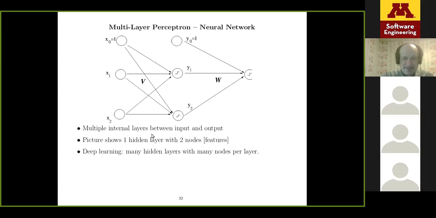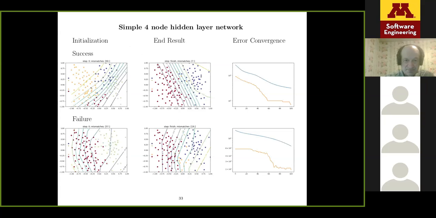The picture shows one hidden layer with two nodes, and they're called features in modern parlance. I have an example where I used one hidden layer with 4 hidden nodes and tried it on the same, I think this is the fish, going back to the salmon and sea bass here. The salmon is these points over here on the left, and the sea bass are the points on the right. And I go through this layer.